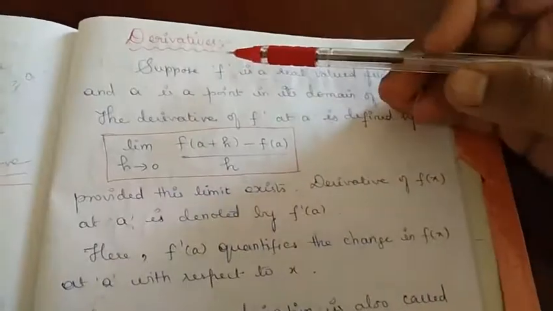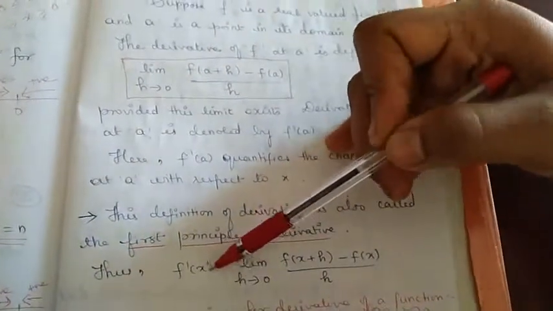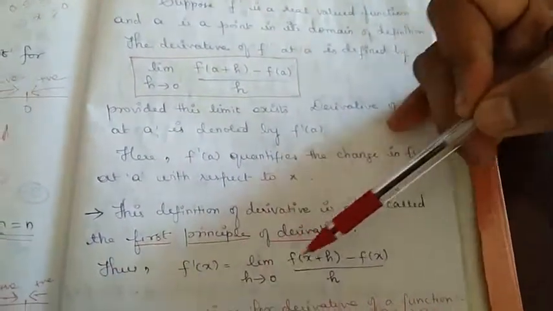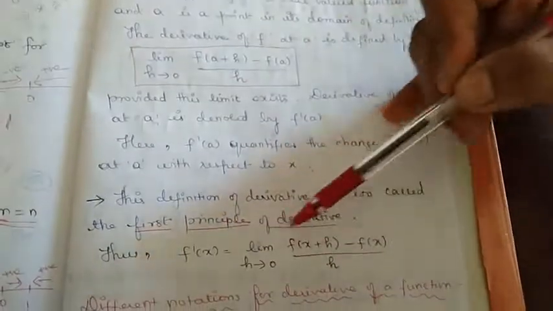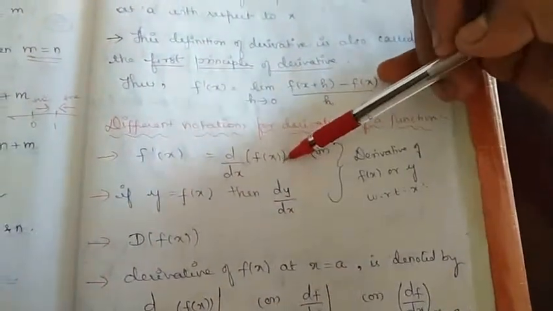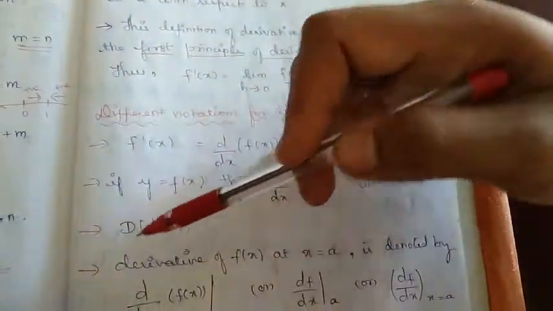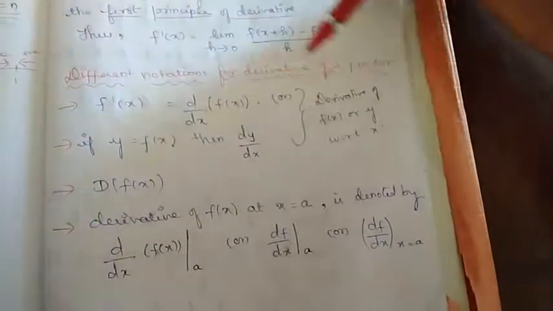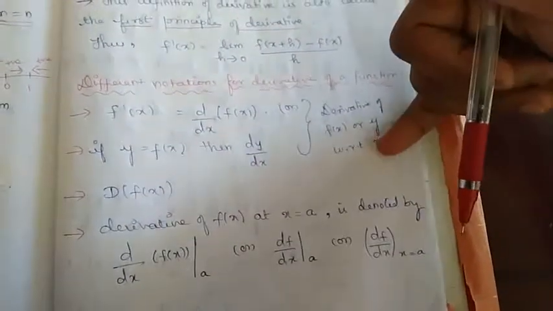Then we have learnt about derivatives. What is meant by the derivative of a function f? It is denoted by f dash of x. F dash of x is limit h tends to 0 of f of x plus h minus f of x divided by h. This is called the first principle of derivative. The derivative can be denoted in many ways, like f dash of x, d by dx of f of x, then dy by dx if y is equal to f of x, capital D of f of x. All these are different notations for a derivative of the function with respect to x.